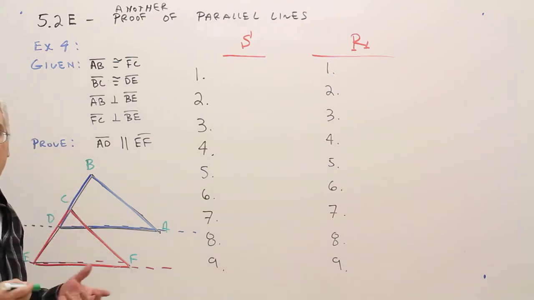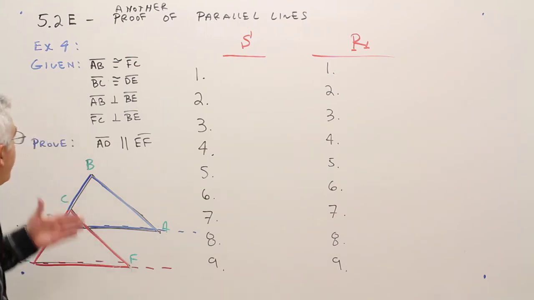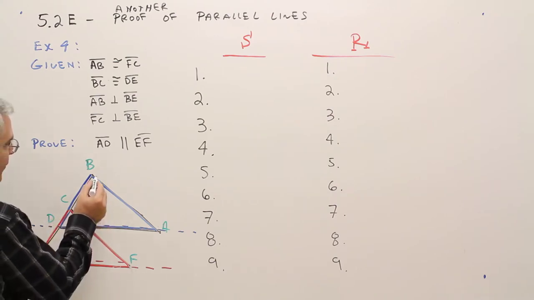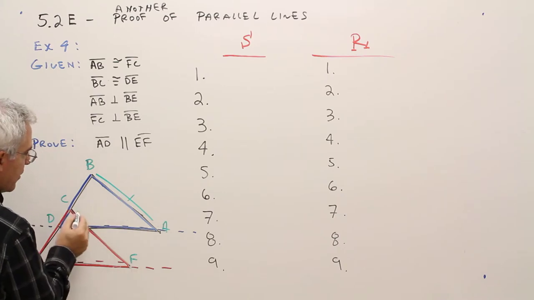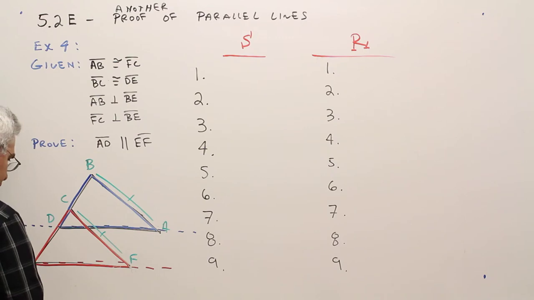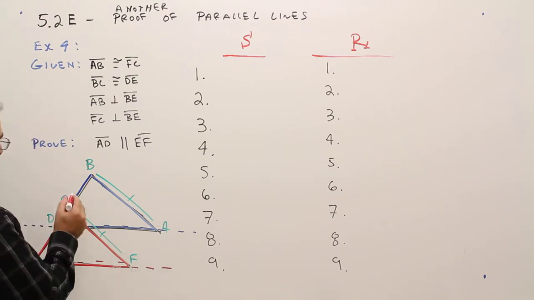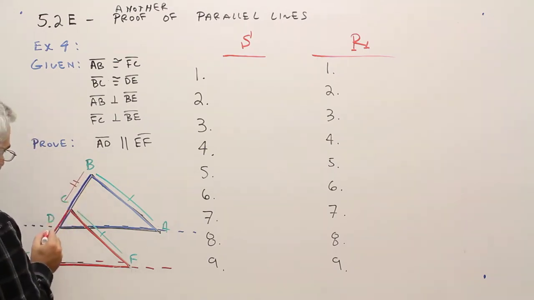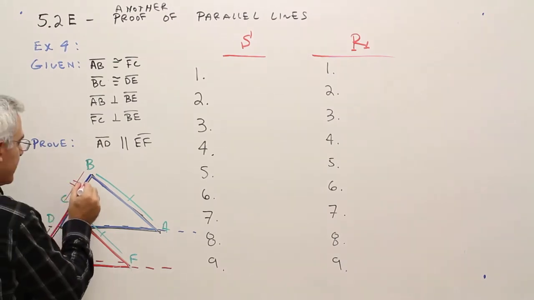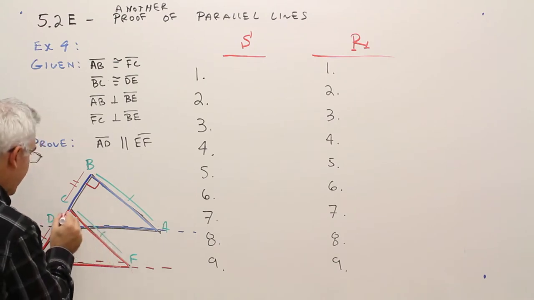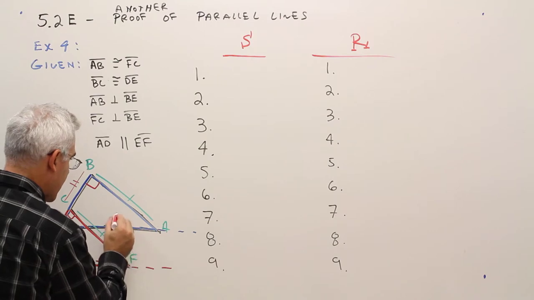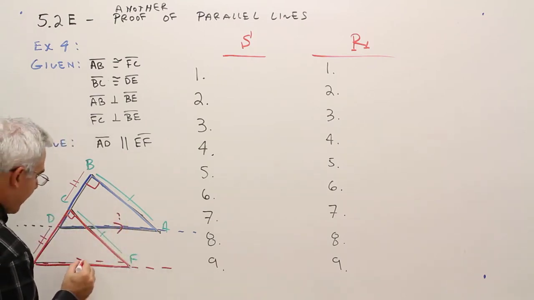This is example 4. I'll mark up the diagram as we go. So we've got AB being congruent to FC. We've got BC being congruent to DE. And we've got some right angles. Well, if perp, then right, I'll be able to say. And I want to get AD to be parallel to EF.